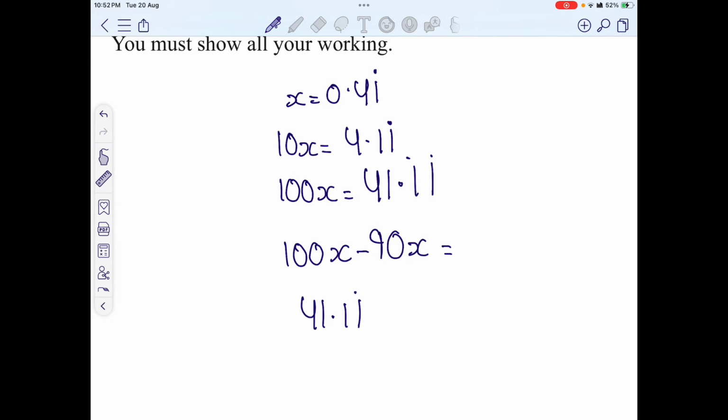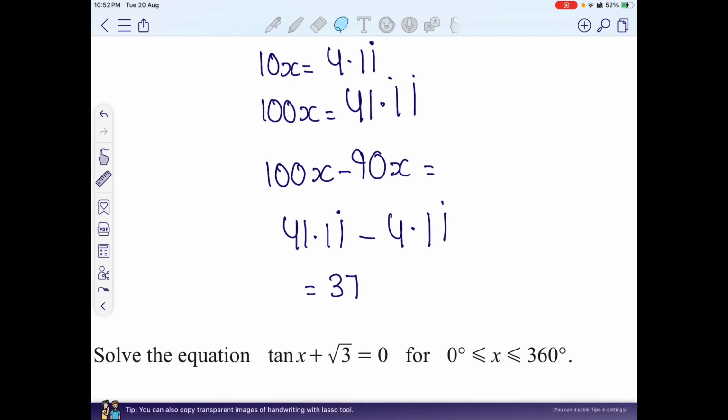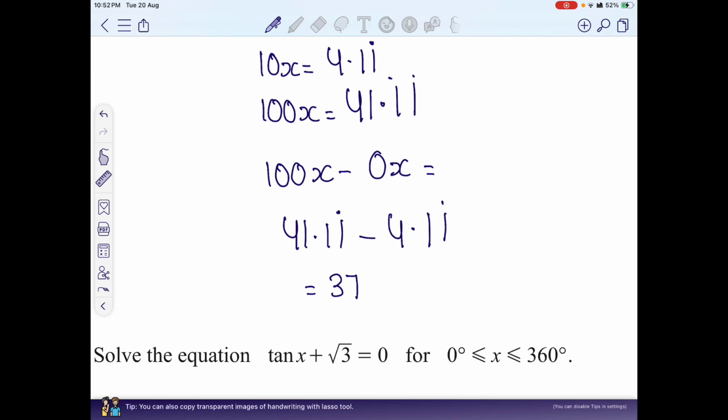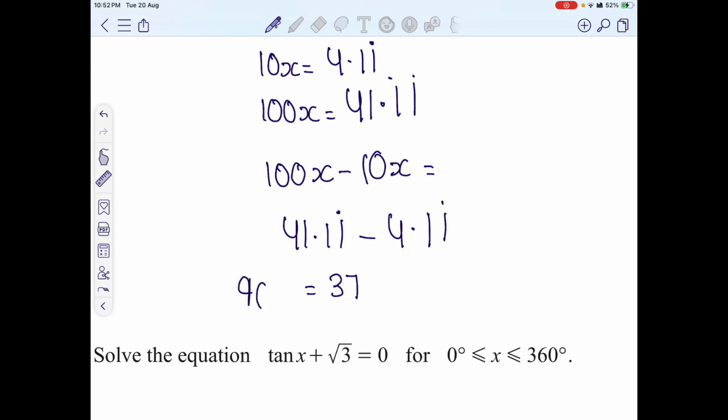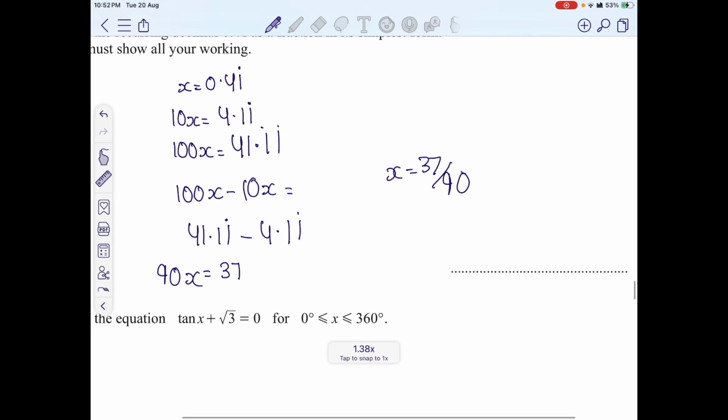So 41.111 minus 4.111. When you do 41 minus 4, it gives me 37, but the decimals will cancel each other out. It's equivalent to 37. That is the value of 100x minus 10x, which gives me 90x. So 90x is equal to 37. So x would be equivalent to 37 over 90. Now you can't in fact simplify this, but just check with the calculator. 37 divided by 90 gives 0.41111. So that's your fraction, 37 over 90.